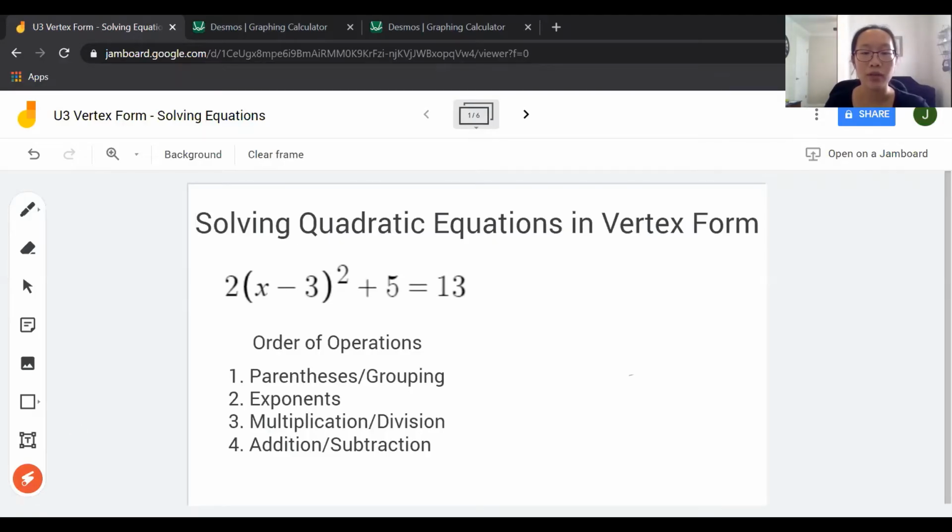Hi, I'm Ms. Cho, and in this video we'll solve quadratic equations in vertex form. Let's take a look at an example. Here we have 2 times (x minus 3) squared plus 5 is equal to 13.